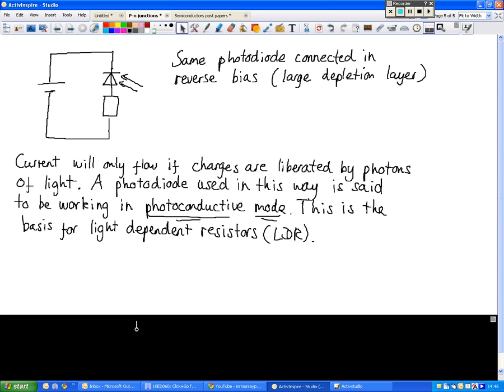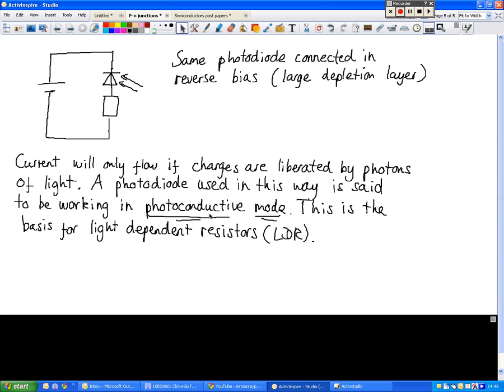So it can be used as a light sensor in that way, because the only time you're going to get a flow of electricity through this diode is when there is light falling upon the depletion layer. So you need reverse bias to set up that large depletion layer so that there isn't conduction taking place. And this is said to be photoconductive mode. In other words, it only conducts when it's subjected to light. So photo for light, conductive for electricity.